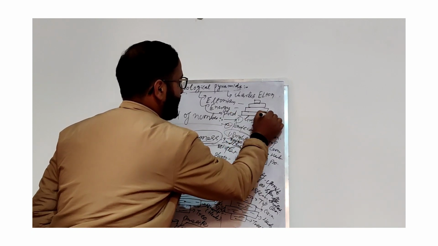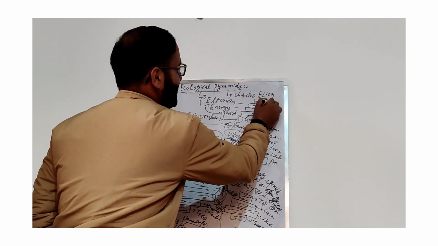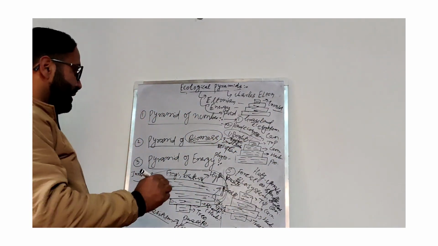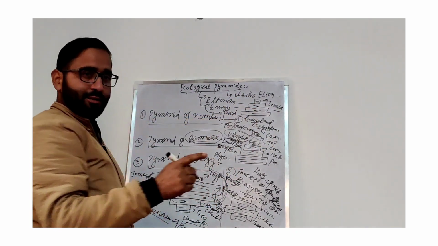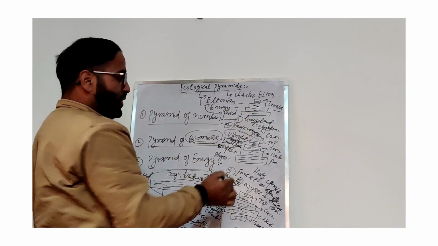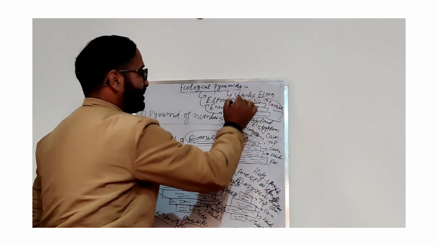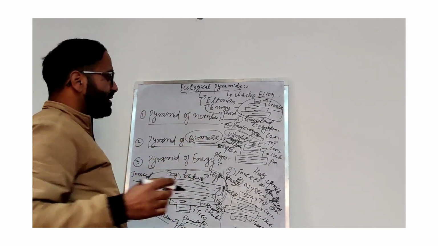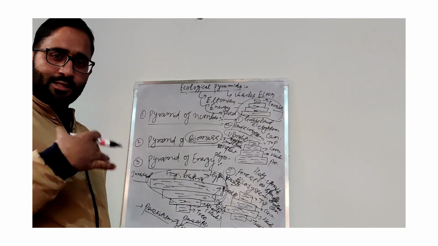So it is like this, and the pyramid of biomass in case of a pond ecosystem is like this. This is inverted. So in a pond ecosystem, the pyramid of biomass is inverted. The pyramid of numbers, as we saw earlier, is upright in a pond ecosystem, but the pyramid of biomass is inverted. So we can say the pyramid of numbers and the pyramid of biomass are sometimes upright, sometimes inverted.